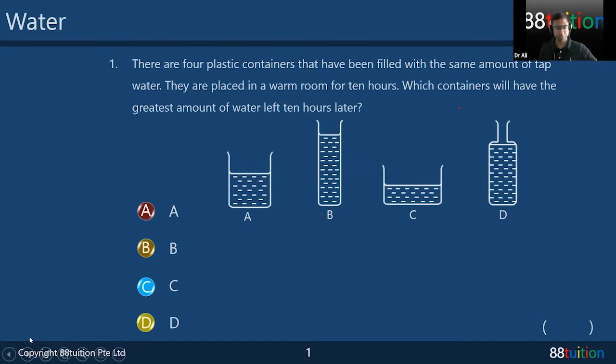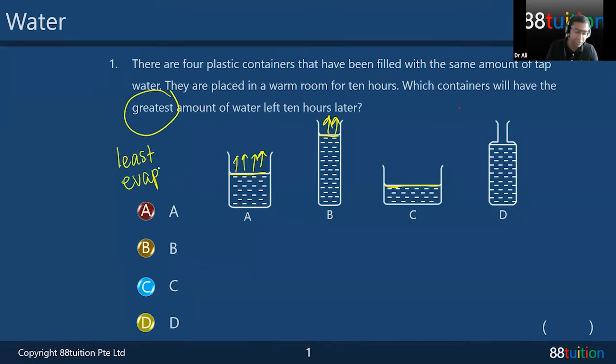Question number 1. There are 4 plastic containers. Doesn't really matter whether they're made of plastic or metal, right? It's containers. What matters is their exposed surface area. So you know what exposed surface area is. Whatever exposure they have to the outside surrounding, so that they may be evaporating quicker if there is a bigger exposed surface area. So 10 hours later, they're going to check which of these containers has the greatest amount of water left. If there is a lot of water left, then that container had the least evaporation rate.